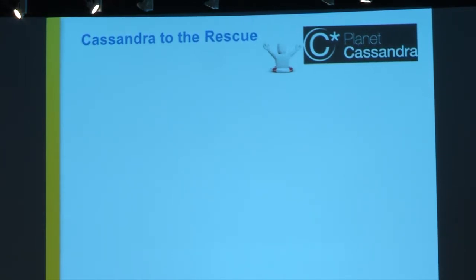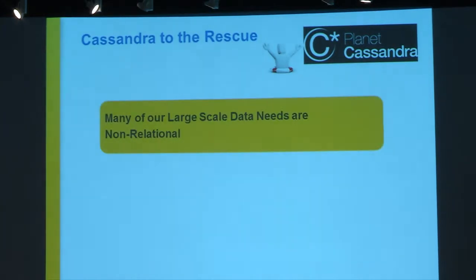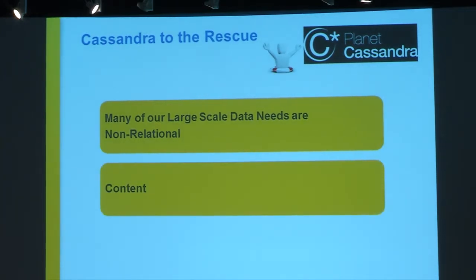And specifically, when we looked at our large-scale uses of data, we realized a lot of them are actually not relational in nature. There are 2 major types of data we're dealing with here. The first one is content. So this is all the marketing content our customers produce.